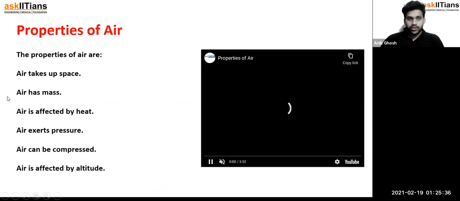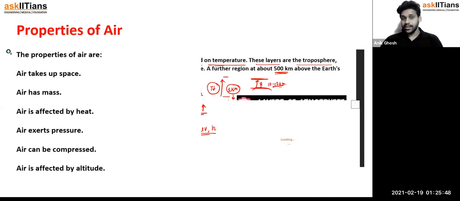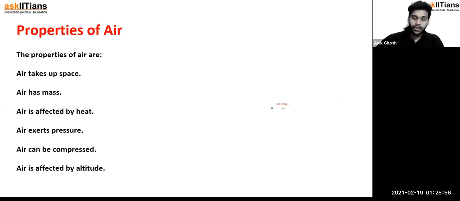Now we are going to discuss the different properties of air. As we have already discussed the air, how we can feel it, and how it works, and the different phases in the atmosphere, right now we are going to discuss the properties of air. So here you can see what properties they are writing over here.